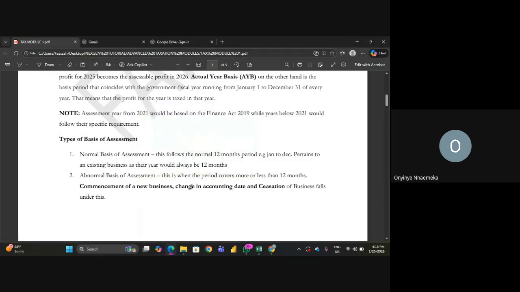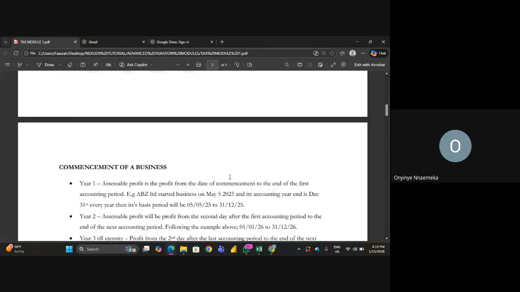We have the normal basis of assessment. The normal basis of assessment is a particular basis period that covers 12 months. It means that the number of years is complete. We have 12 months complete, right? But the abnormal basis is when that basis period covers either less than 12 months or more than 12 months. And there are certain situations or conditions that would cause an abnormal basis of assessment. And these conditions are commencement of a new business, change in accounting date, and cessation of a business. So we're going to be taking it one after the other.